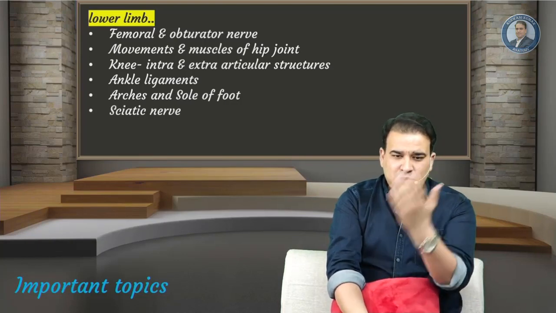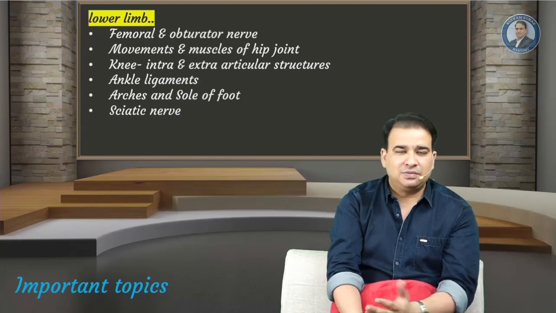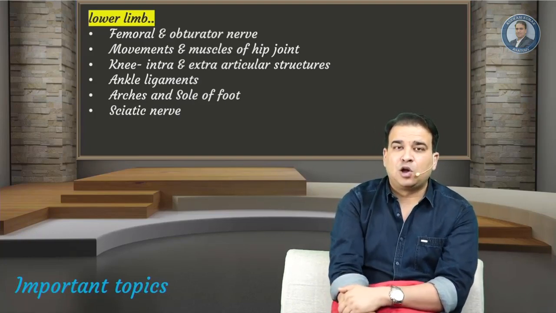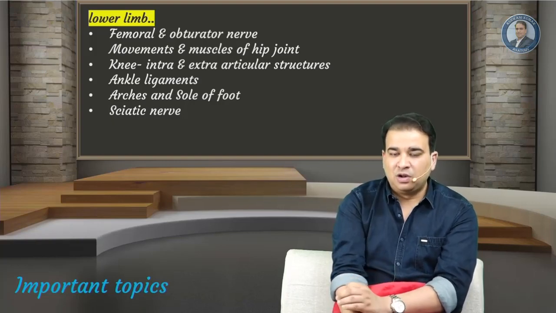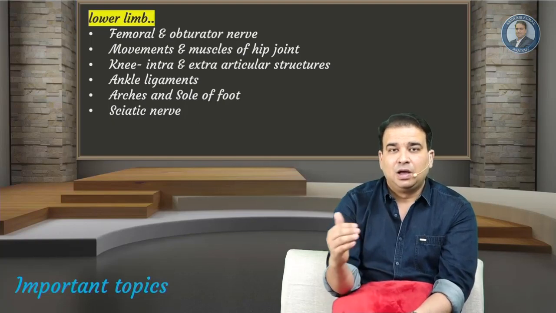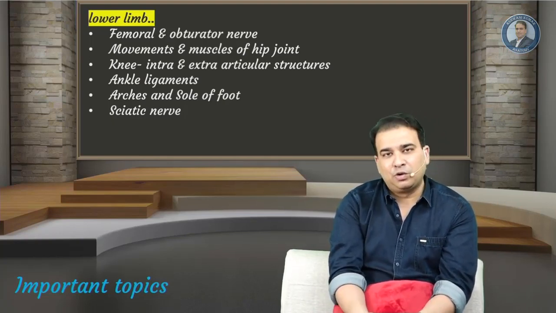Then we have some structures which span the entire lower limb, two of them especially. One is the sciatic nerve. Needless to say, you have to read the sciatic nerve, especially the common peroneal nerve, injury to the common peroneal nerve at the neck of the fibula, and what the outcomes are. How will you differentiate the injuries of the common peroneal nerve from the injuries of the tibial nerve? It's not a difficult thing, but you have to read that.